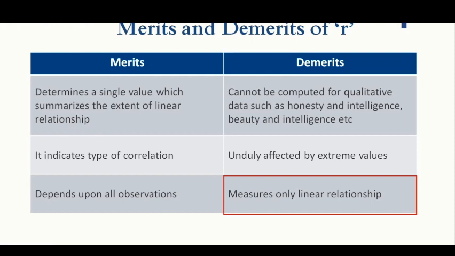There may be a kind of parabolic relationship, and in that case the correlation coefficient doesn't fare well or doesn't give a good idea. So that is why the scatter plot is very important. If the scatter plot shows some kind of non-linear relationship, then you should not use the correlation coefficient, but you should use some other correlation measures, such as the correlation ratio. We will not go into those details right now.